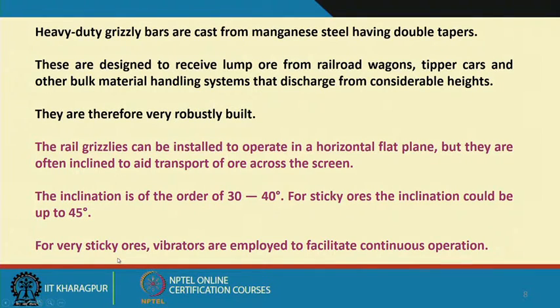For very sticky ores, even vibrators are employed to facilitate continuous operation. Because if these are sticky ores, what will happen? They will get clogged inside the screen surfaces, and then the effective aperture area will be reduced. The relatively coarser particles may not pass through the screen surfaces, which were supposed to pass through the screen, and they may jam the screen.